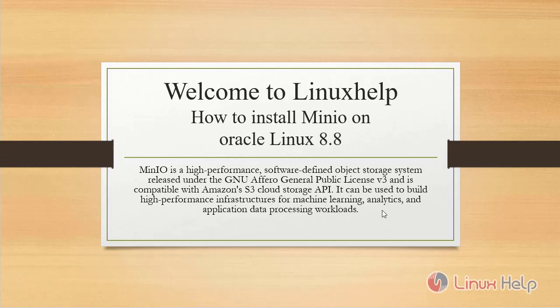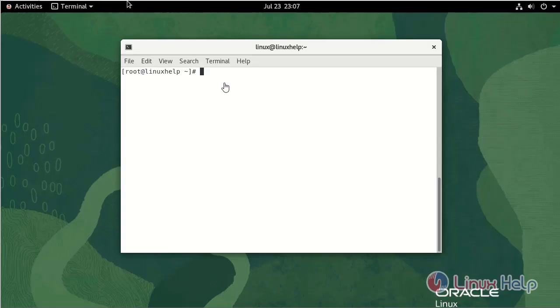MinIO is a high-performance software-defined object storage system released under the GNU Affero General Public License v3 and is compatible with the Amazon S3 Cloud Storage API. It can be used to build a high-performance infrastructure for machine learning, analytics, and other data processing workloads.